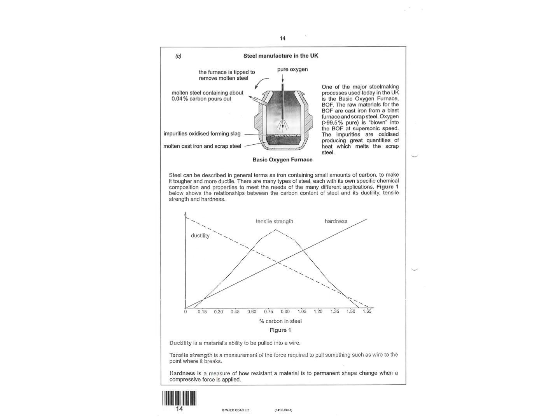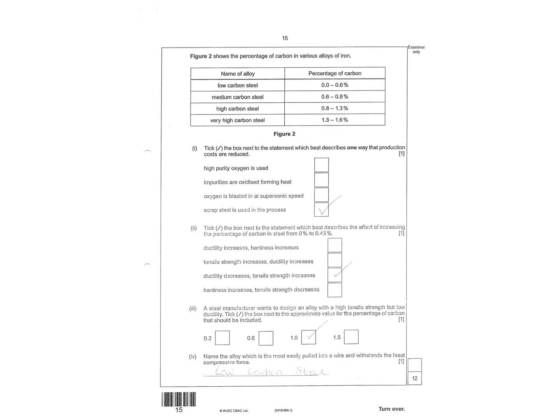Loads and loads of information about tensile strength. So then on the next page is a series of questions to answer. The first one is put a tick next to the statement that best describes one way production costs are reduced: scrap steel is used.